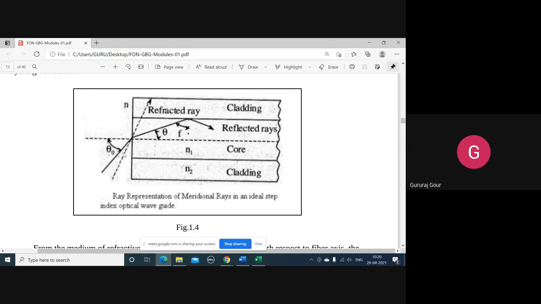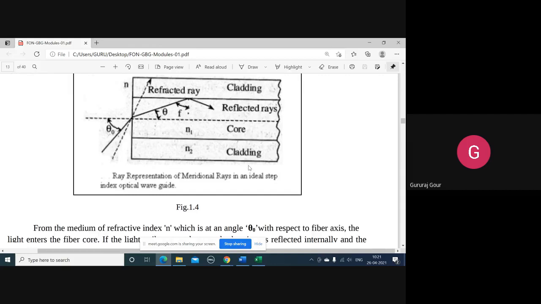Now your ray of light is entering from air, having refractive index n, to the core, having refractive index n1. Obviously, we have told that n1 is normally kept more than n2 to satisfy total internal reflection, to help propagation of optical rays throughout the fiber axis. That is important. So while doing so, there is some minimum angle at which this optical ray is going to strike at the mouth at this point.